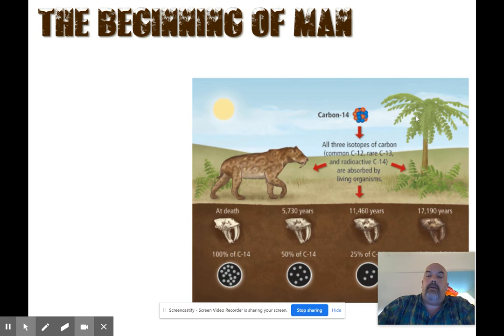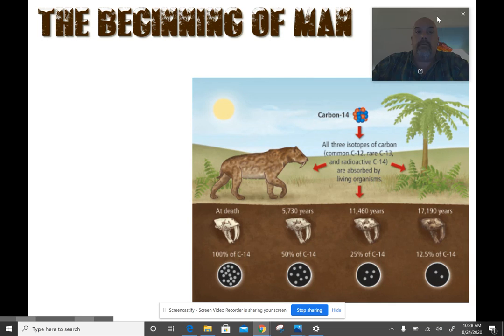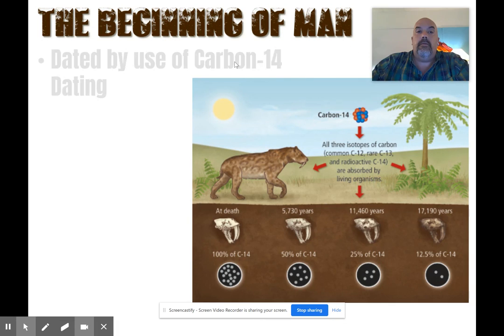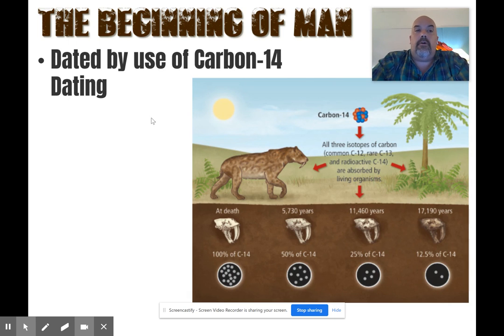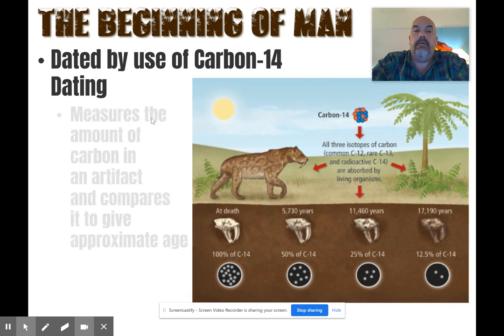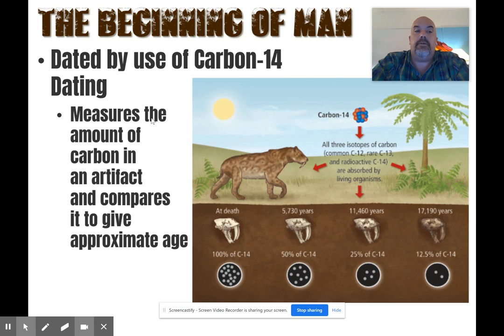Now, how do we know how old they are? It's something called carbon-14 dating, and you can see the picture right there. I'll go over it real quick. What it does is measure the amount of carbon in artifacts and compare it to give an approximate age.